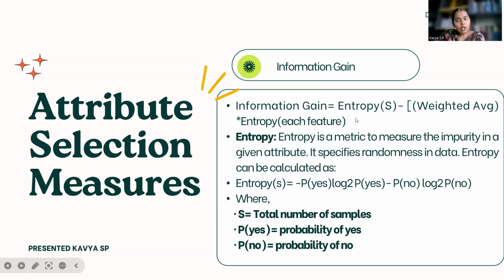Now talking about entropy, entropy is nothing but the measure of purity or impurity in a given attribute. That is, it talks about the randomness in the data. To calculate the entropy for any particular variable S, it is minus probability of yes into log to the base 2 of probability of yes, minus probability of no into log to the base 2 of probability of no.